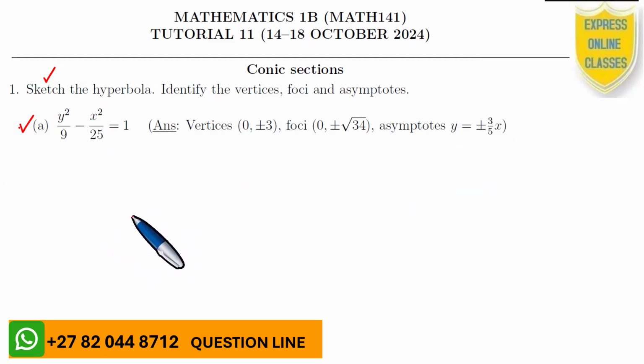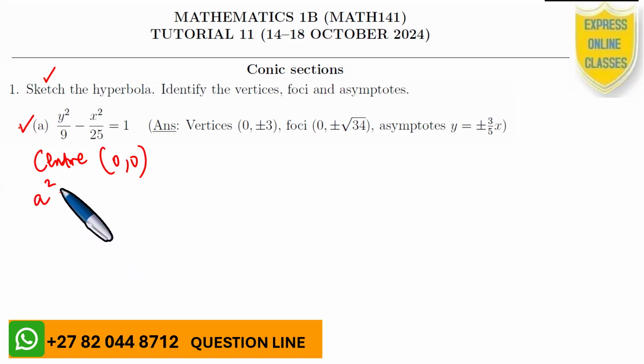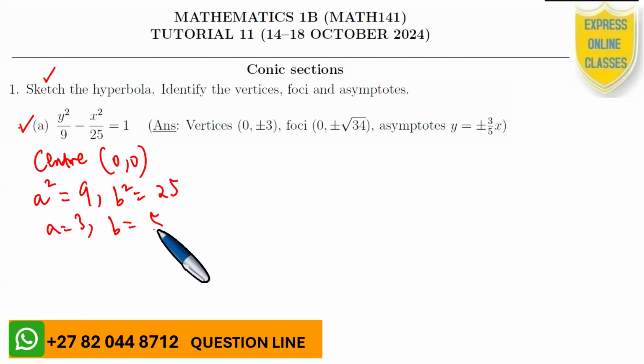But first, we note that to sketch this particular graph, we need to first find its center. This has a center at 0, 0. And now, with center 0, 0, we note that our a squared is always the positive, which is 9. Our b squared is 25, so that we see that a is 3 and b is 5.